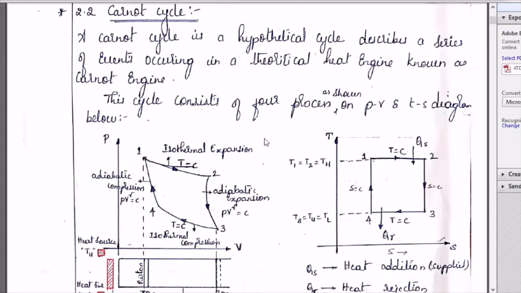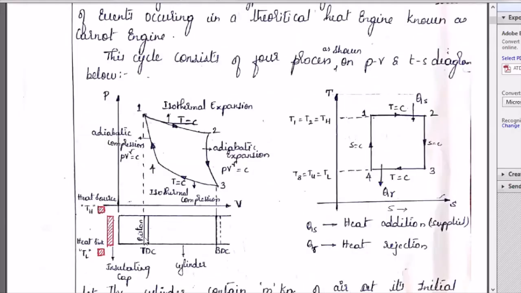So first, for 1 to 2, we take a piston at the TDC position. When it moves up to half of the cylinder, it will be an expansion process. During that time, the heat source is brought to the cylinder head, meaning there is heat transfer from the heat source to the air present in the cylinder. So first of all, we take a cylinder with air as the working fluid. We have three resources: a heat source, a heat sink, and an insulating cap.